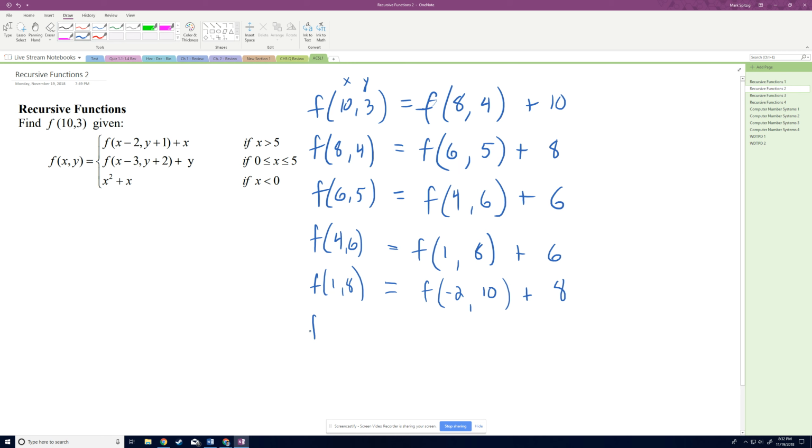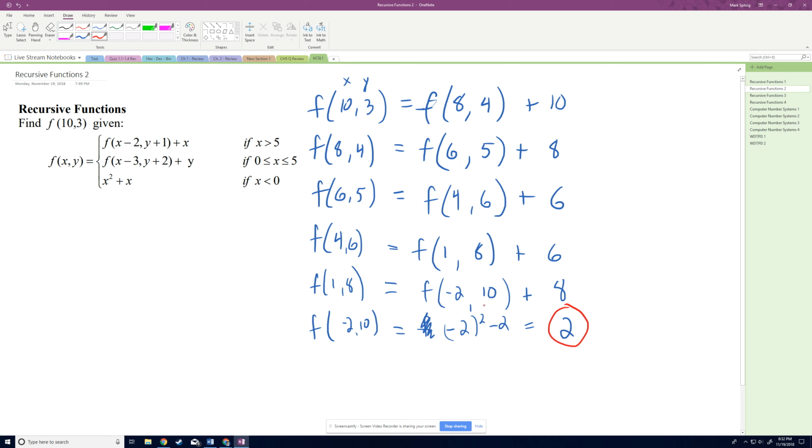All right, now we get f of negative 2 comma 10 is what we're looking for. When we see negative 2 here, we're like, oh, that's actually less than 0. So we're looking at this last one. So we end up with not an f there. We end up with negative 2 squared plus negative 2, or minus 2. So that's going to be 4, positive 4 minus 2 is just 2. This is the part where we actually have a value. So we can work our way back up.